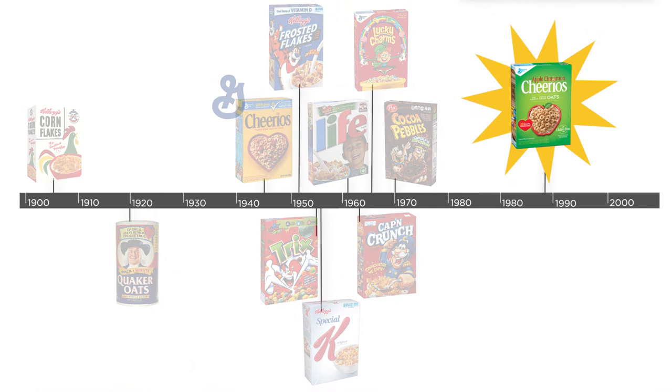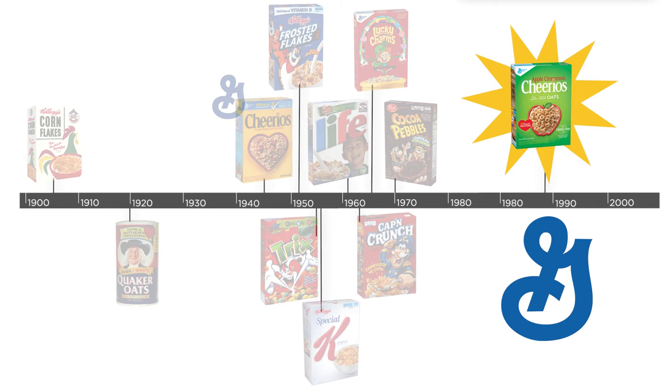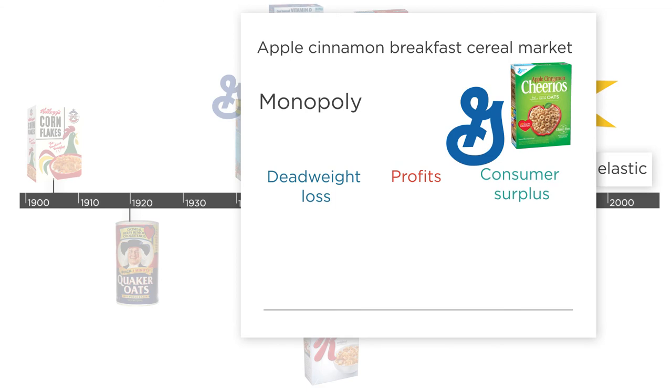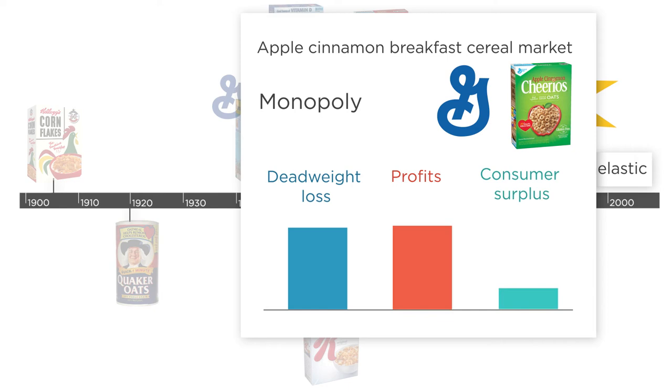If consumers wanted the taste and texture of the new brand of apple cinnamon Cheerios, they had to buy from General Mills. A lack of good substitutes meant that the demand for apple cinnamon Cheerios was more inelastic than the demand for the more ordinary, substitutable, regular Cheerios. And more inelastic demand gave General Mills more market power to set an even higher price. We know that in markets where price is above marginal cost, there's more deadweight loss, higher profits to producers, and less consumer surplus. So is the introduction of apple cinnamon Cheerios bad news for consumers?